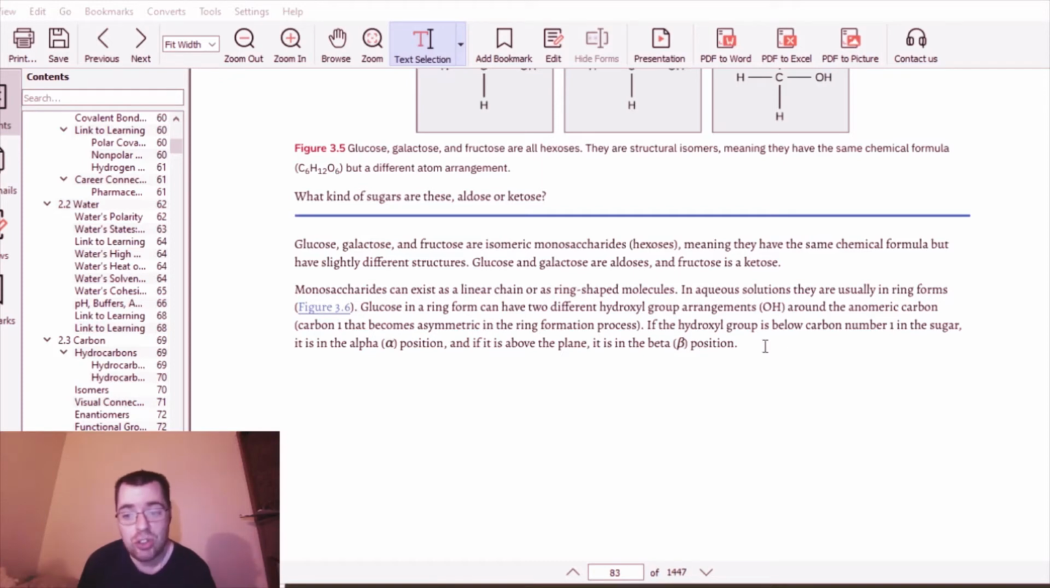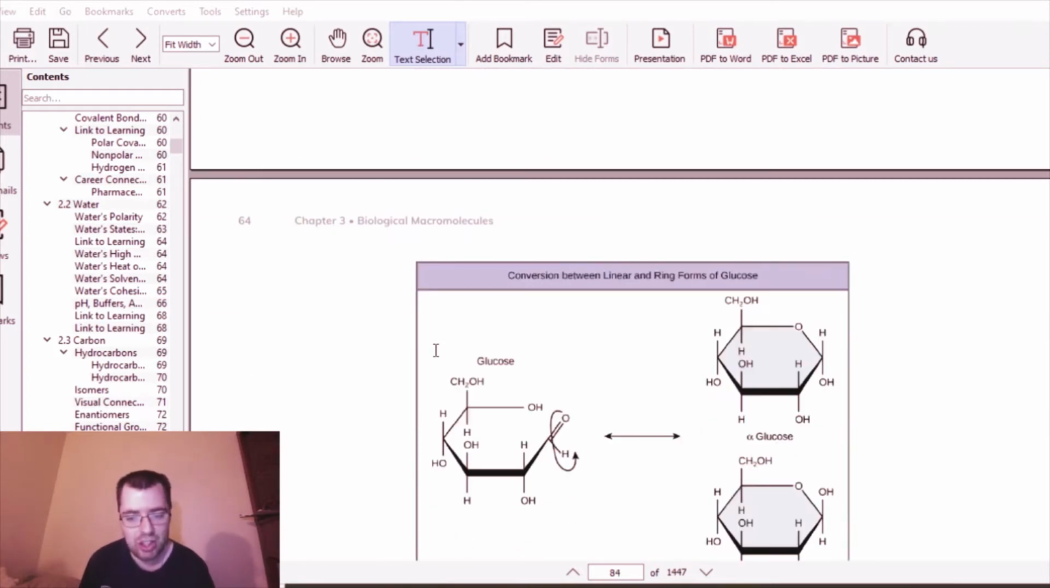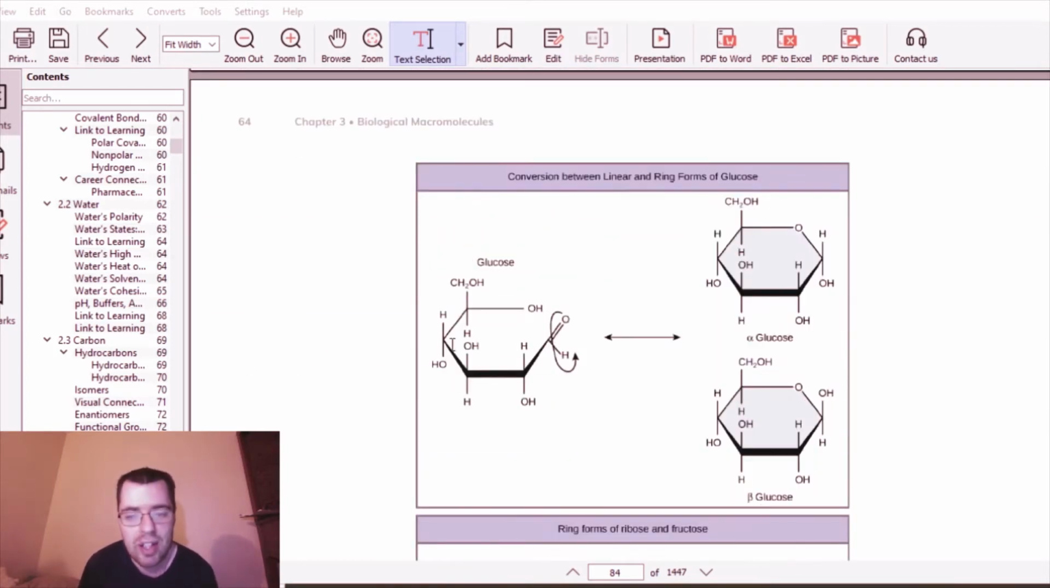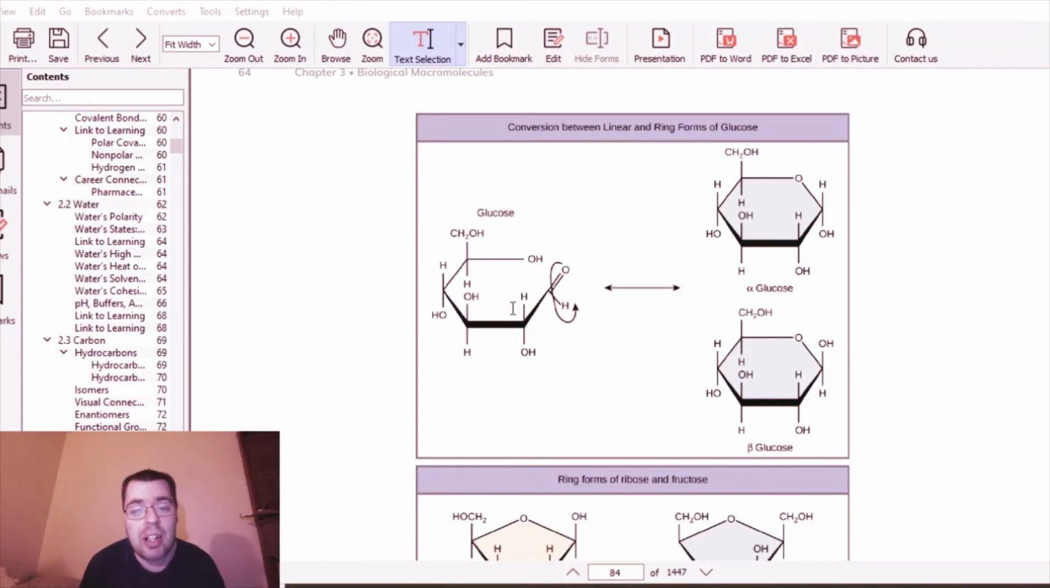If the hydroxyl group is below carbon number 1 in the sugar, it is the alpha position. If it is above the plane, it is a beta position. So let's look at this right here. It's in a ring shape. Every little corner means carbon. And believe it or not, that took me a while to learn.